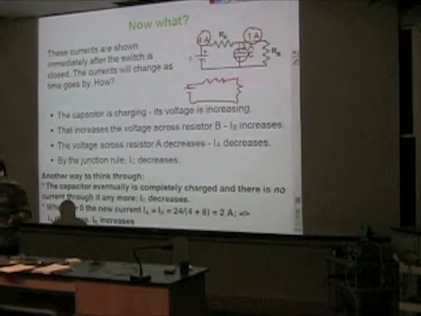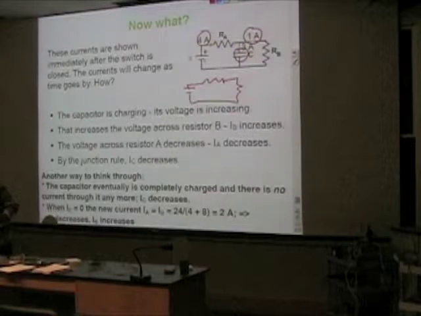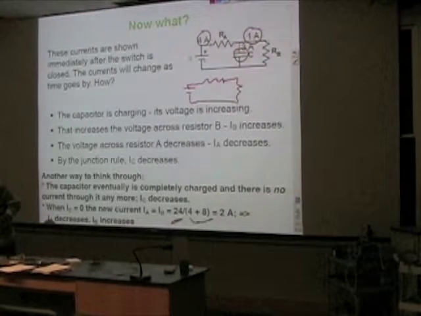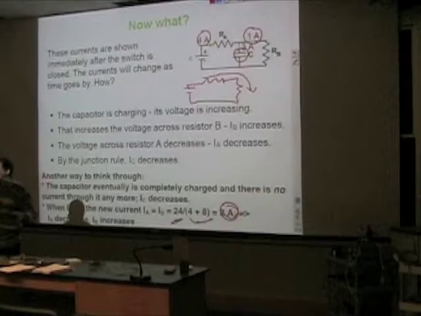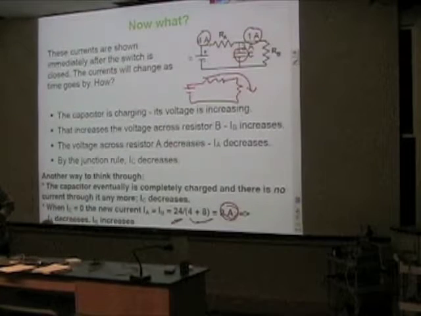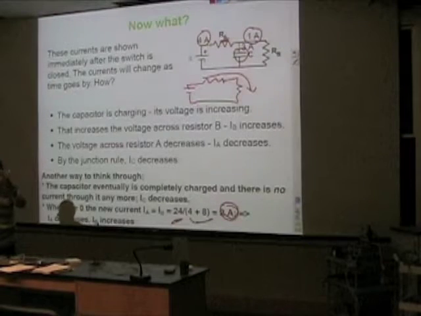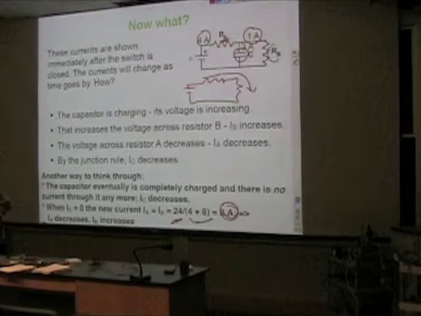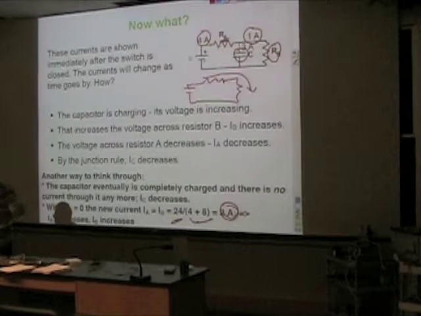We can calculate the new current, the final current. It's just voltage divided by the total resistance, 2 amps. And this current is the same through both resistors. So the current A goes from 4 to 2, that means it decreases. The current B goes from 1 to 2, that means it increases.